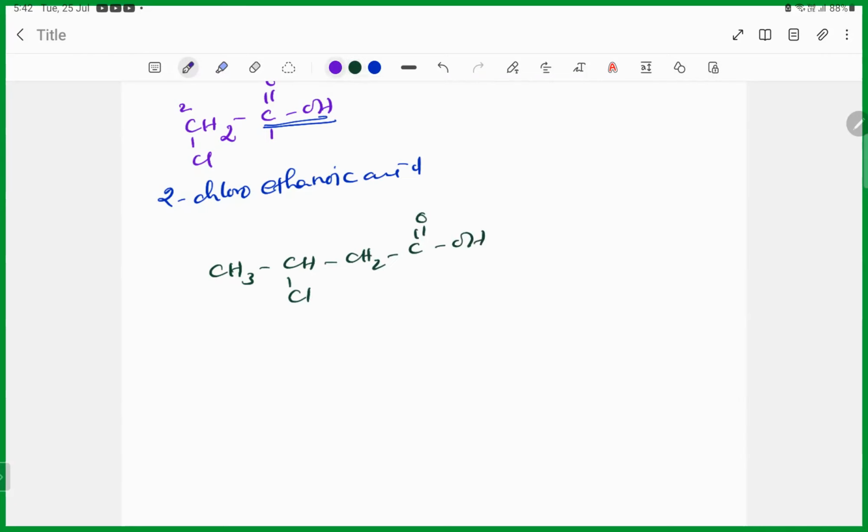First, how many carbon is there? 1, 2, 3, 4 carbon. Total carbon is 4. Then what is the root name?